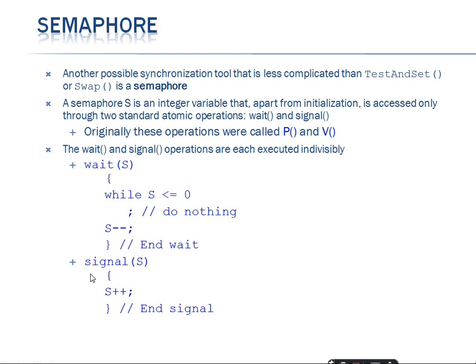Then the signal operation, when it is applied over the semaphore S, increments the value of the semaphore, only incrementing the value of the semaphore using the signal function. While in the wait function, we are checking the value of the semaphore and then decrementing it. And we keep on doing this.